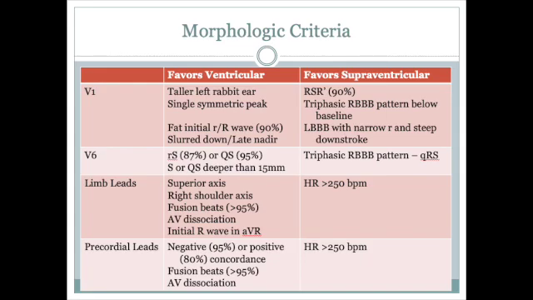In V6, an RS pattern or a QS pattern, predominantly negative in V6, favors a ventricular origin. And if that S wave of the RS or the QS is greater than 15 millimeters, it also favors a ventricular origin.